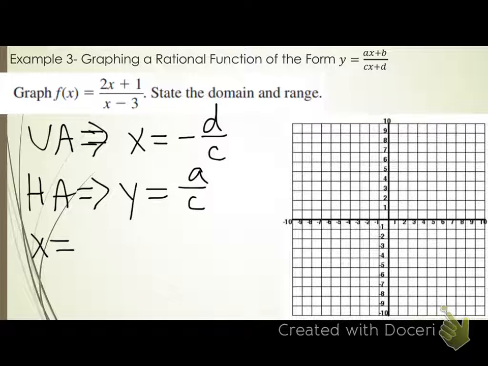So let's get our vertical asymptote first. X equals negative, what's my d value? Negative 3. Here's our form right here: ax plus b over cx plus d. Our d value is negative 3, over, what's my c value? 1, my number in front of x. Very good.